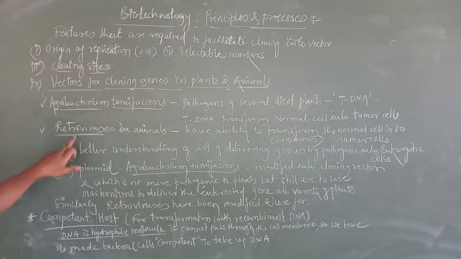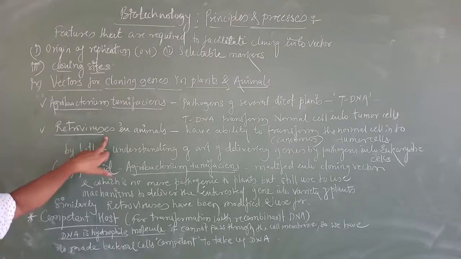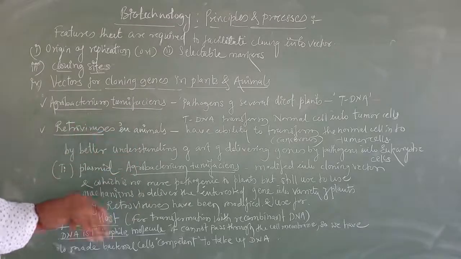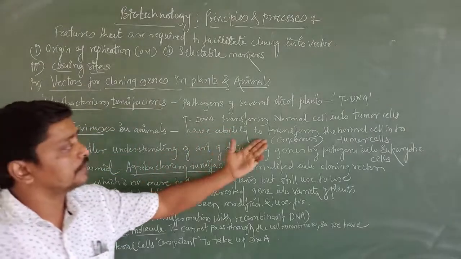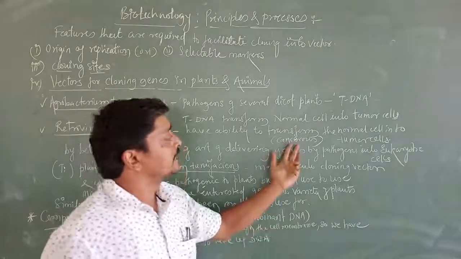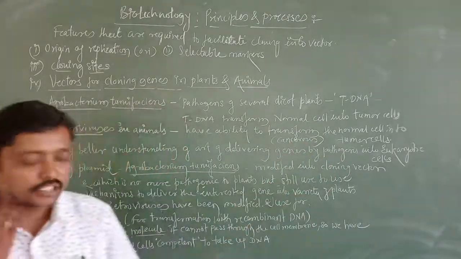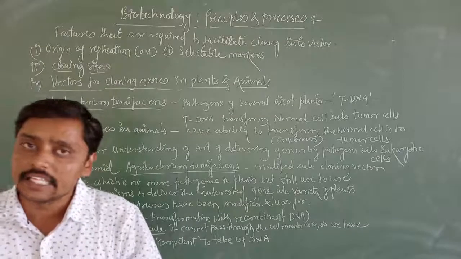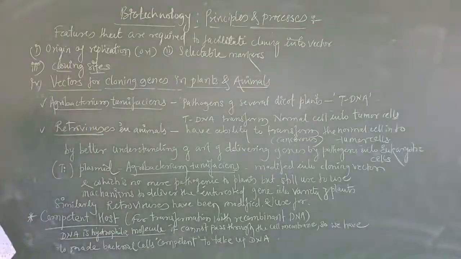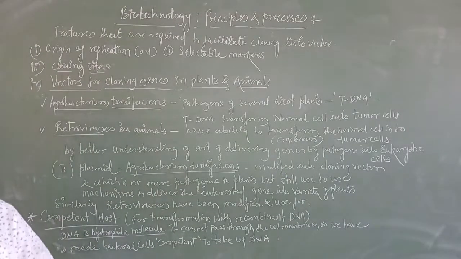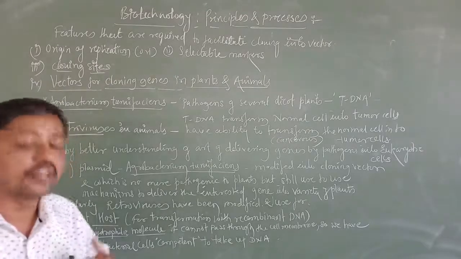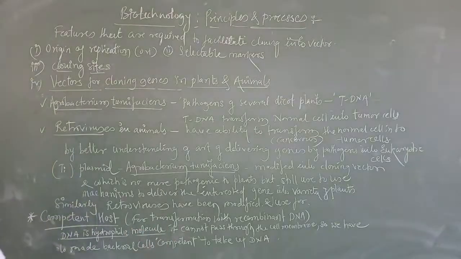Another example we are going to study is retroviruses in animals. These retroviruses also have the ability to transform the normal cell into cancerous cells or tumor cells, and they cause cancer in animals. That is what we call cancerous cells. This is their normal nature.